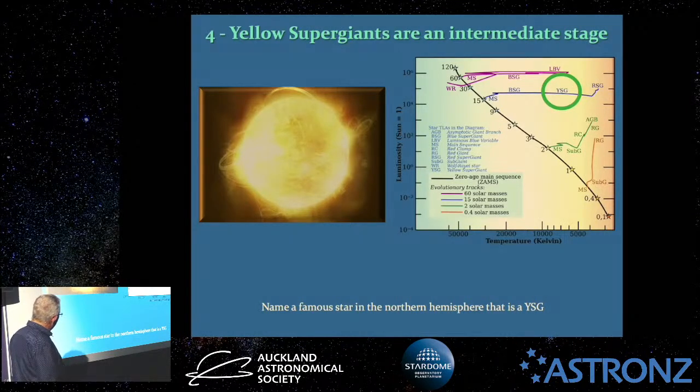Can anyone name a yellow supergiant? In particular, there's a famous one in the Northern Hemisphere that's a yellow supergiant. We won't see it from here. No, not Capella, good though. I'll give you a clue. It's a very, very famous star in the Northern Hemisphere. Polaris, yeah, the North Star.